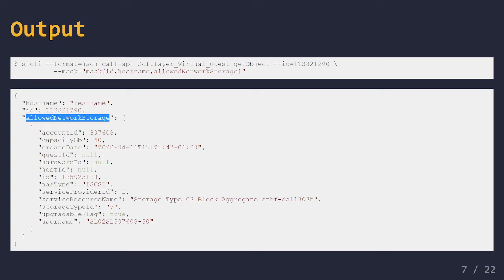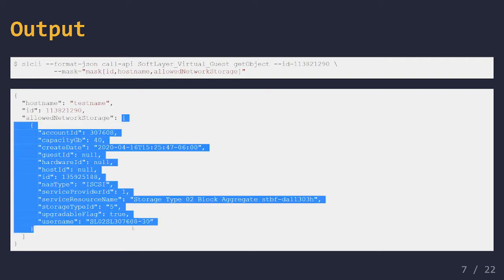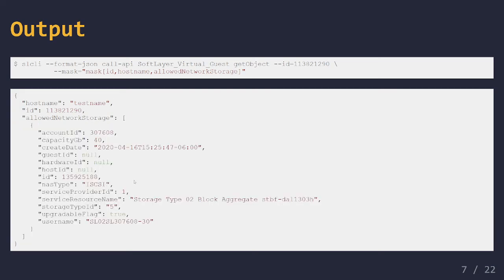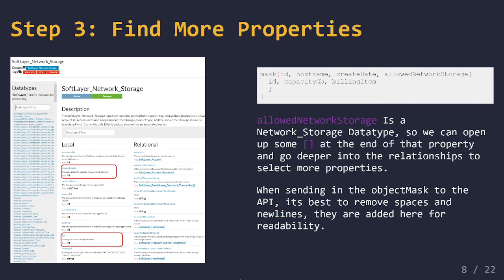However, allowed network storage is a little different. It's a relational property. And here we see we have the default properties selected by the API. And so step 2, we can find some more properties. As I mentioned, allowed network storage is a relational property, so we can select properties from that level. Allowed network storage is a SoftLayer network storage data type, and we can select properties here. So for example, we might select capacity gigabytes, ID, and not pictured here is the billing item property that we're going to also select. So to do that, on allowed network storage property, we open up an array with the bracket, specify ID, capacity, billing item, and close that bracket out.